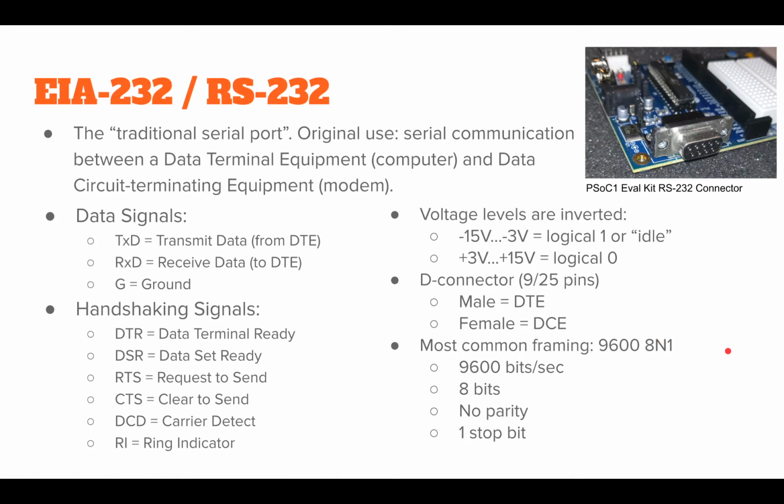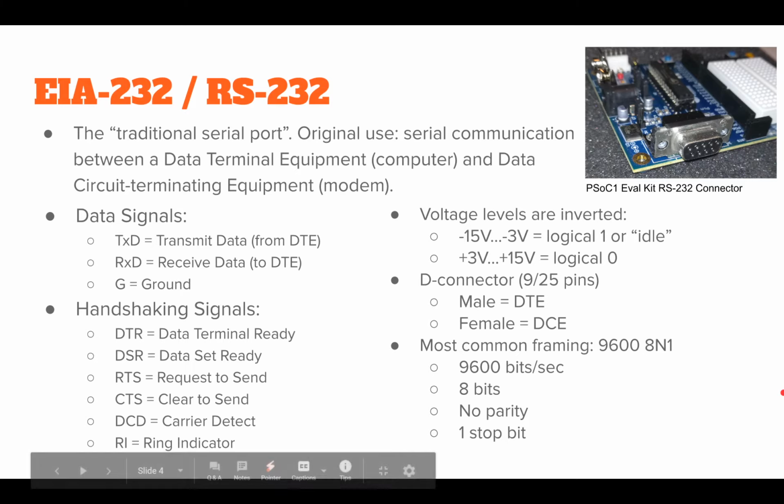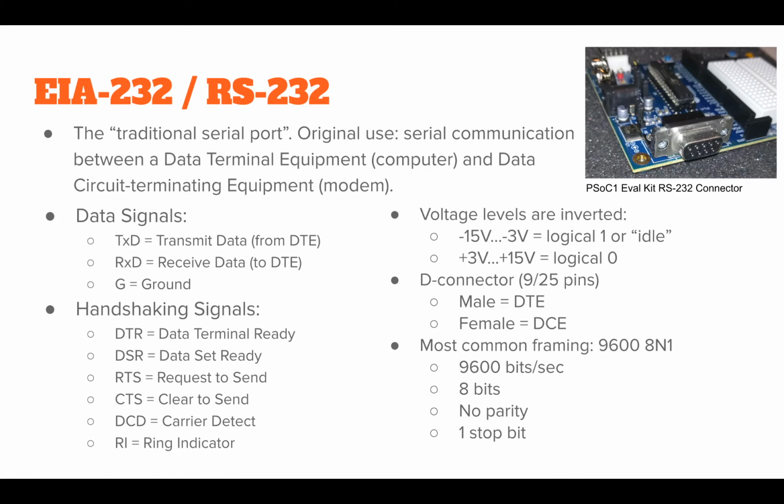Okay, most common framing. That's also old school. But anyways, if you need to guess a device which has a serial port connection, and you would have no information about it, you actually can start testing it with different bit rates, and 9600 is the most common bit rate. Also 8 bits is the most common byte length. No parity is also common, and 1 stop bit.